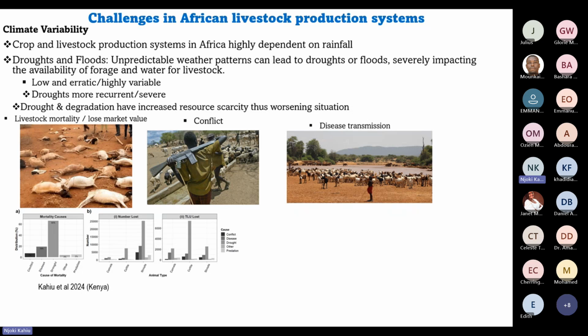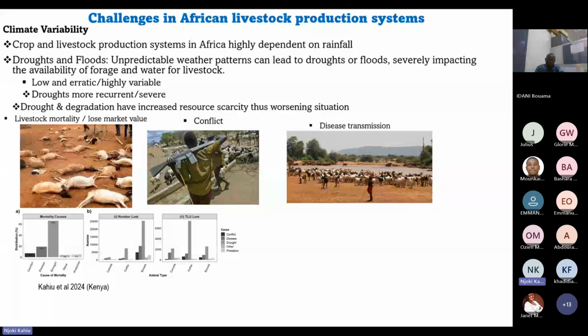We also see that there has been a lot of conflict going on. For example, in the Horn of Africa, and I think of late Mali and Niger, and also in Nigeria. I don't know much about Senegal. There has been a lot of livestock banditry as people try to restore their lost livestock after a drought period. So there has been a lot of conflict.